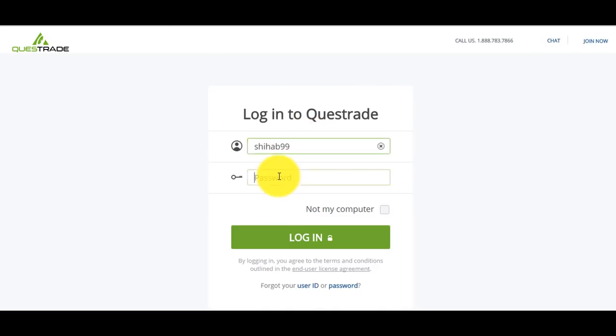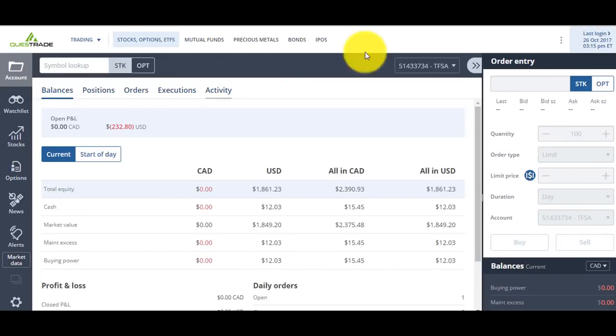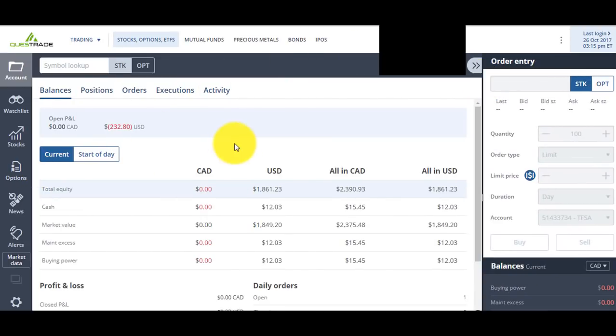So I'm just gonna log in here, just to show you what it looks like, how easy it is, and how simple anyone could do it. So here you can see my account. Let's look at the balances. So you see it's divided in Canadian and US currency. So this is all in Canadian. So let's look at CAD. I have in equity 0, in cash 0, and in buying power 0. In US dollars I have in equity 1861. In cash I have $12. Market value. So let's look at my positions.